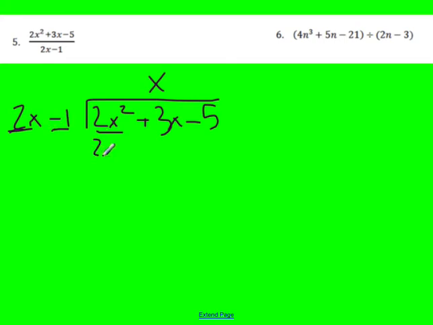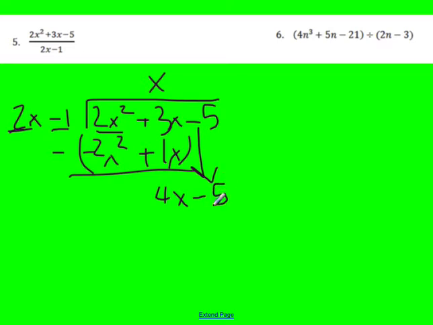2x times x is 2x squared. Negative 1 times x is negative 1x. So now I'm going to take the negative and distribute it in. My 2x squareds cancel, and 3x plus 1x is 4x. And then we're going to bring down the minus 5. So now I'm asking myself, what do I need to multiply 2x by to get 4x? Well, I already have the x. So now I'm focusing on what do I need to multiply 2 by to get 4. And that's going to be 2, sorry. So I'm multiplying everything by 2.